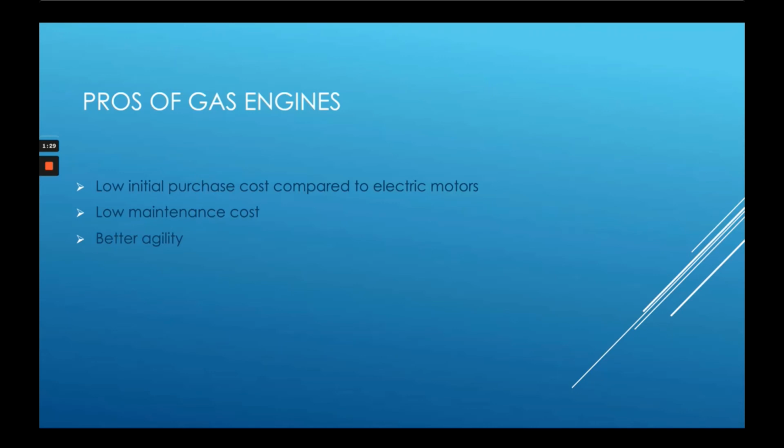And then low maintenance cost is due to the fact that replacement parts aren't as expensive. As I said previously, they're not as new as electric motors, therefore parts aren't as new and there are more of them around. And then lastly, better agility. This means higher speeds due to less torque needing to be distributed evenly around in different areas of the vehicle.